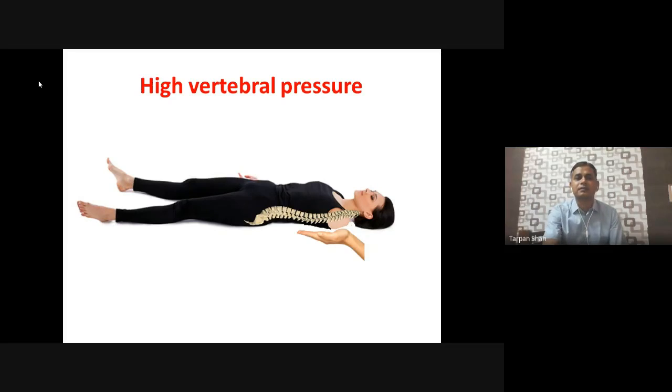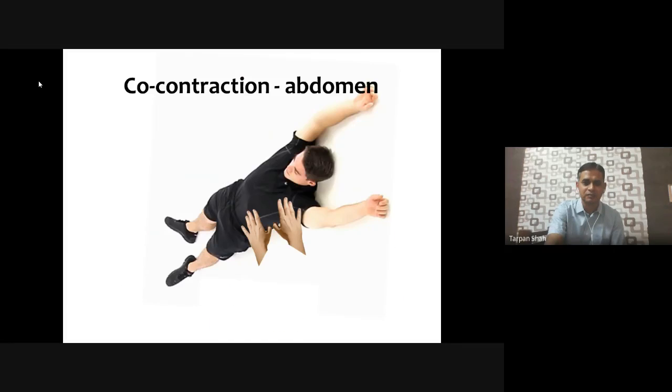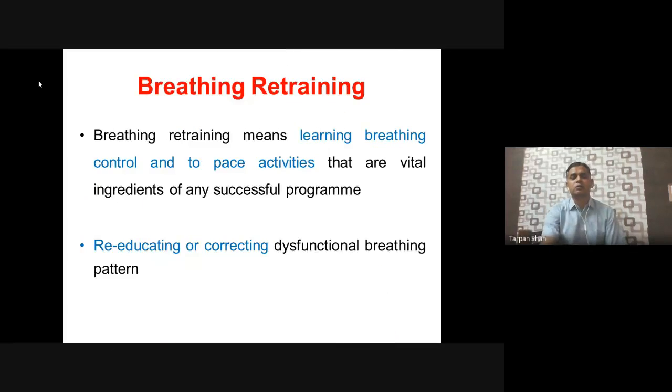Let us see the second technique, anterior stretch, lifting the posterior basal area. You need to hold the patient and then give the anterior stretch. You can see in the image. And this is co-contraction for the abdomen. You need to place your hand and diagonally perform these techniques and provide the co-contraction like this. It's actually to show you how to do it practically, but here I'm trying to explain with the help of animated images. Intercostal stretch, see, this is how you can provide the intercostal stretch. So this is about the chest PNF.